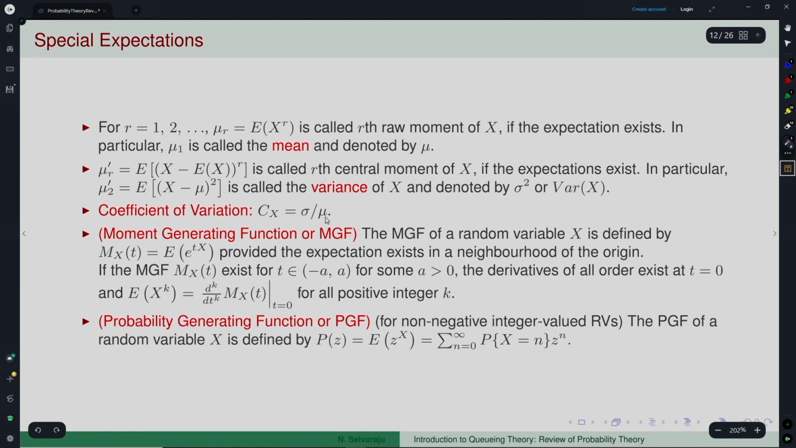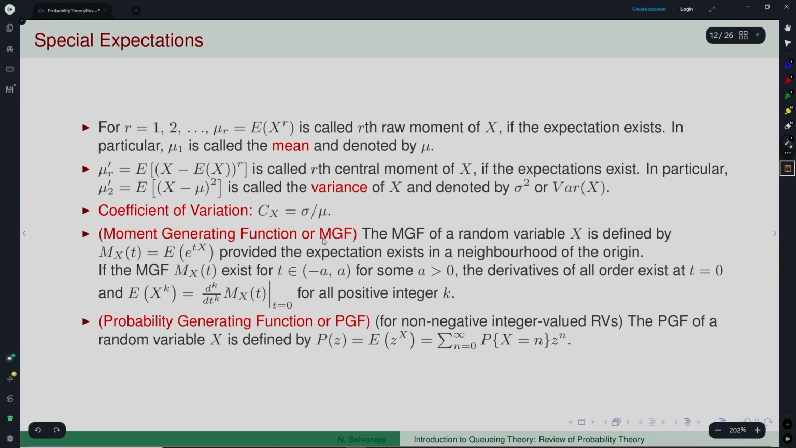Some other expectations which are again useful when we do the analysis of the models is what we call the moment generating function, or simply MGF, which is defined to be this particular expectation, provided the expectation exists in some neighborhood of the origin, in some interval around the origin. So, if it exists, then derivatives of all orders exist and its raw moments can be obtained through this relationship for all positive integers k.